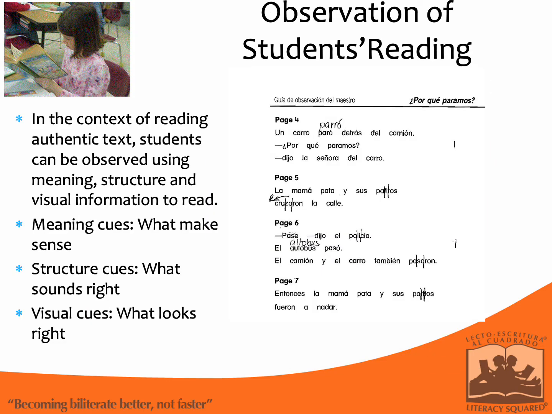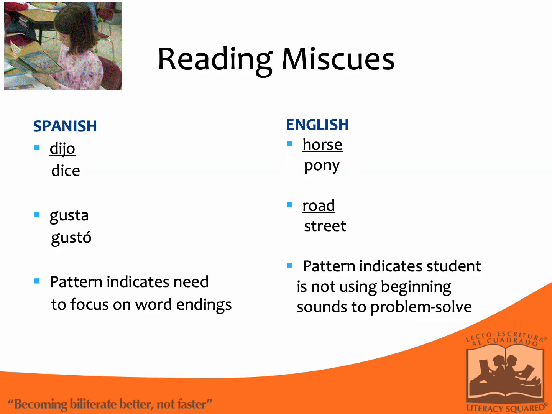In the context of reading authentic text, students can be observed using meaning, structure, and visual information to read. In this analysis of running records, teachers can gather what cue sources are consistently used, patterns of behaviors, and what areas need to be addressed. In the observation of patterns, we can find what needs to be addressed.